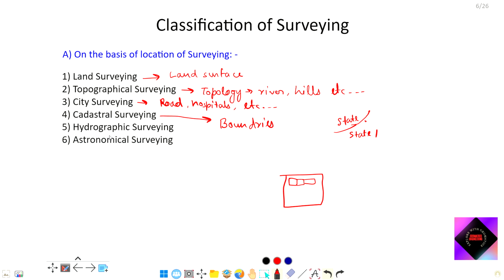Then hydrographic, as the name suggests, hydro. Surveying that deals with water bodies is known as hydrographic, or it is also known as marine surveying. Astronomical surveying, same as per name, is the surveying which deals with heavenly bodies in space, like planets, location of planets, asteroids. All these things are done in astronomical surveying. Now moving further.